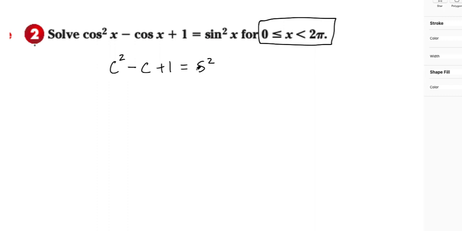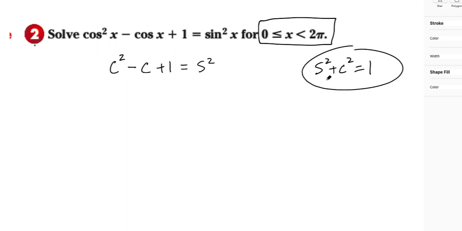You know, it's never good to do this. Is there some way that I can change this sine squared into cosine? And then I remember that sine squared plus cosine squared equals 1. And that's the Pythagorean identity.